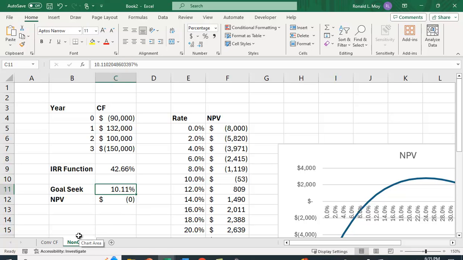So I hope that looking at the IRR function along with GoalSeek gives you a little better understanding of how the IRR function works and that you can, in fact, use GoalSeek, but also a shortcoming of GoalSeek because it, like the IRR function, only gives you one value and you're not able to tell it to start someplace else so that you can find that other value, in this case 42.66%.